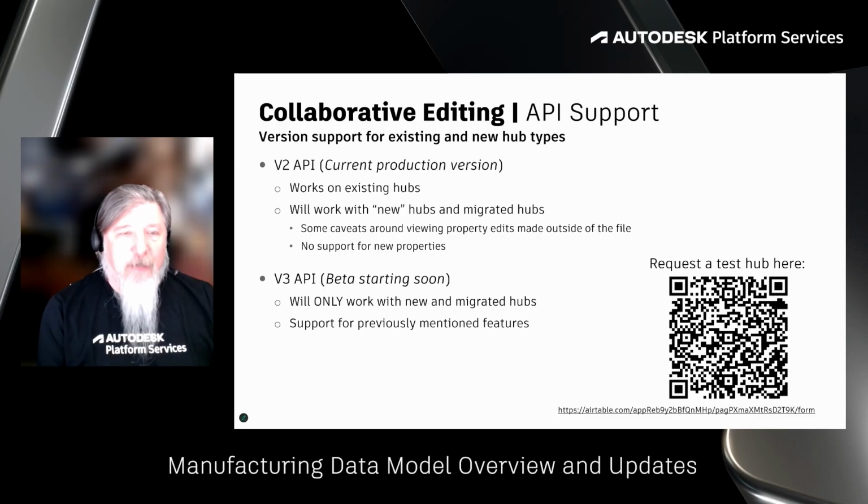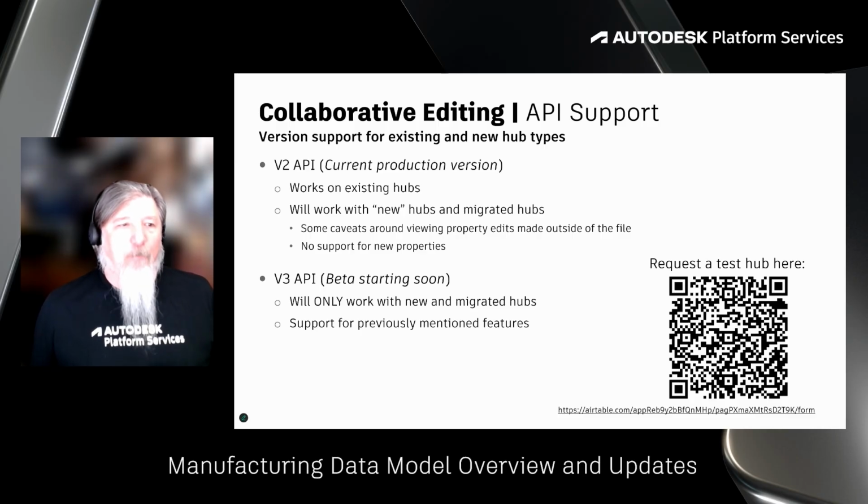So a few housekeeping things here. V2 API works on existing hubs. It's going to work with new hubs and migrated hubs as well, so you don't need to worry too much about V2, but just know that there are a few caveats, especially around viewing properties and property edits that are made outside of the file. And there's going to be no support, of course, for new properties and the new features.